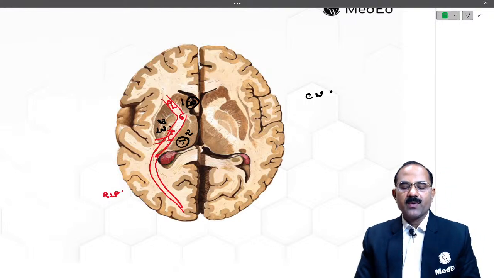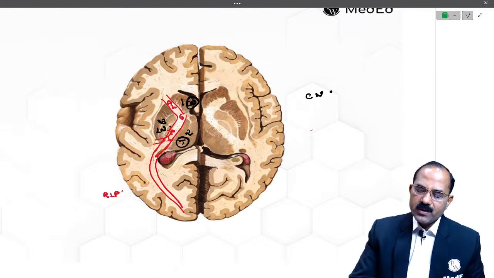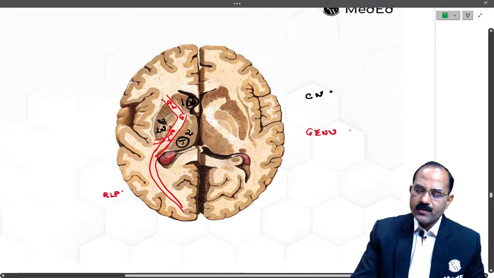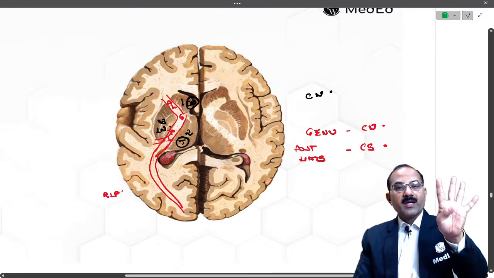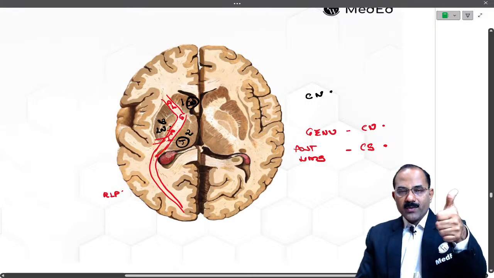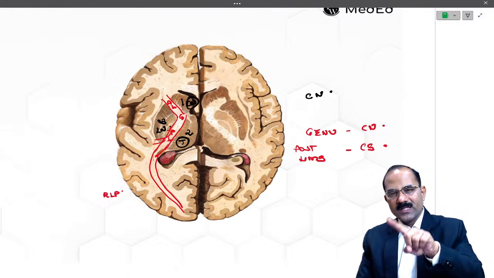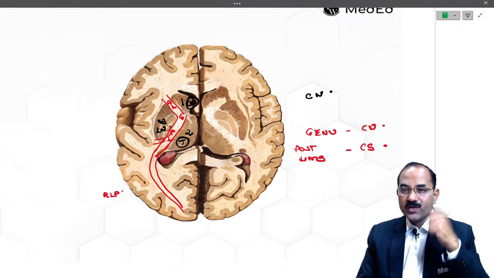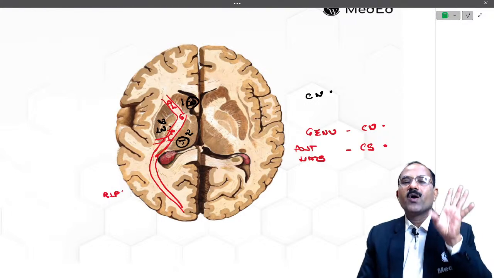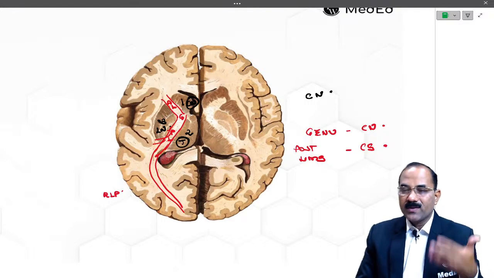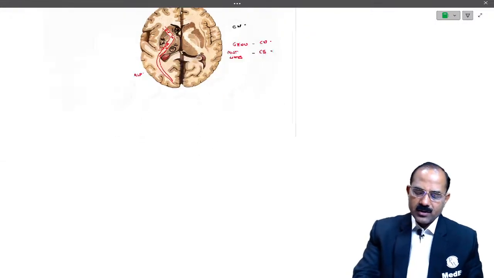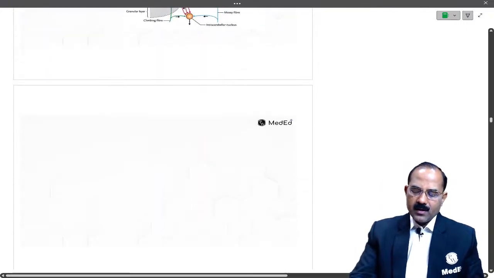Corticonuclear will pass through the genu. Remember this. Through the genu, corticonuclear fibers pass, and through the posterior limb, corticospinal fibers pass. These 4 MCQs you should know. Corticonuclear, genu; corticospinal, posterior limb; retrolentiform part, visual pathway; sublentiform part, auditory pathway. Which is the main artery supplying the internal capsule? Middle cerebral artery.